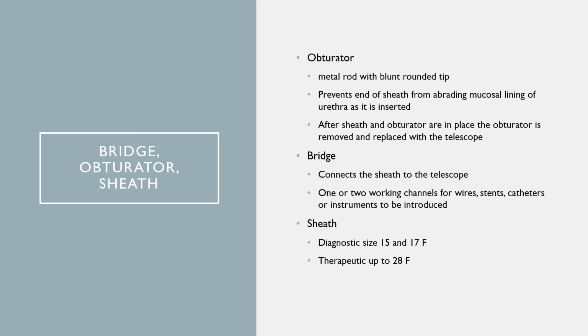Okay, that little piece that we saw was the bridge that connects the sheath to the telescope. There are several types of bridges. They usually have 1 or 2 working channels for wires, stents, catheters, or any instruments that we're going to use. And then the sheath, which is where our telescope is going to go through. If we're doing something diagnostic, we're usually going to start with a 15 or a 17 French. And then if we have to do any kind of work, the therapeutic sheaths go from a 15 all the way up to a 28 French, depending on what we're doing and the size of the patient and surgeon preference.